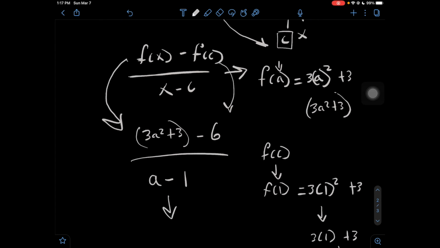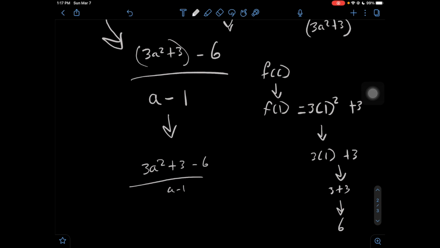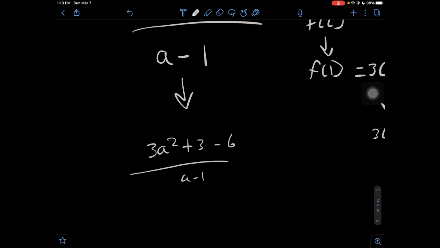So let's go down here. That means we have 3a squared plus 3 minus 6 over a minus 1. Now let's see if we can combine our whole numbers and then simplify. We have 3 minus 6, which are both whole numbers without variables, which is just negative 3. So we have 3a squared minus 3, over a minus 1.